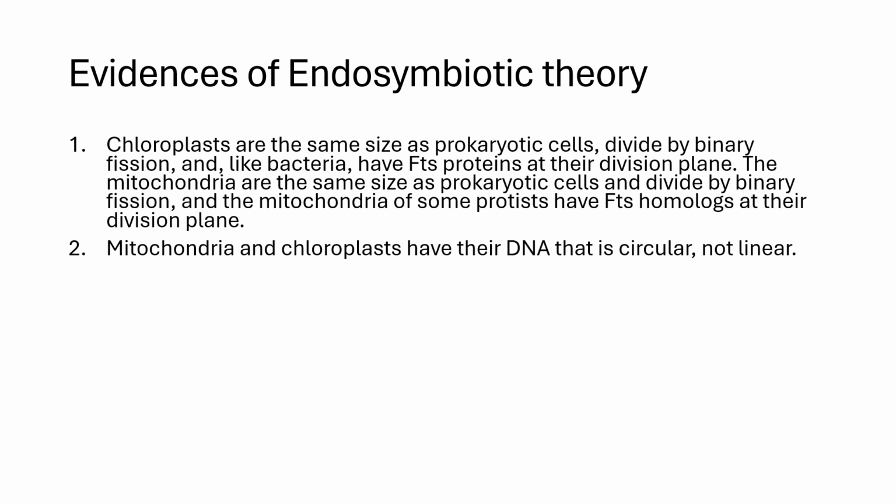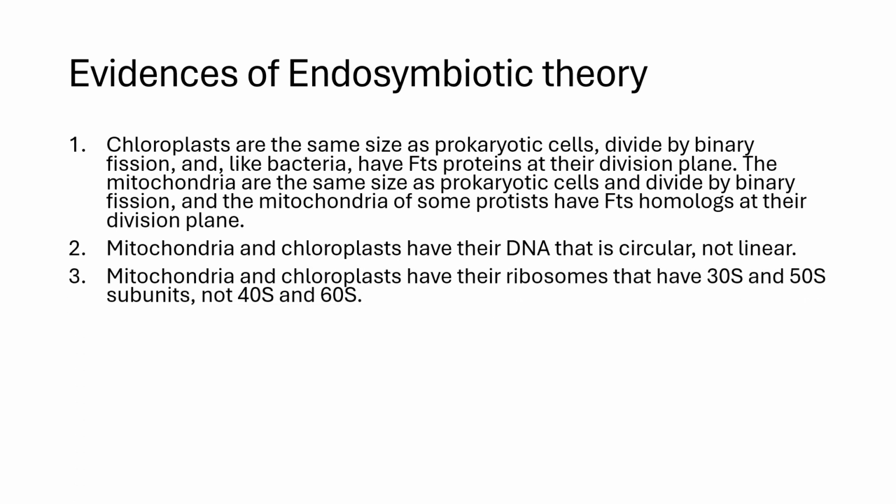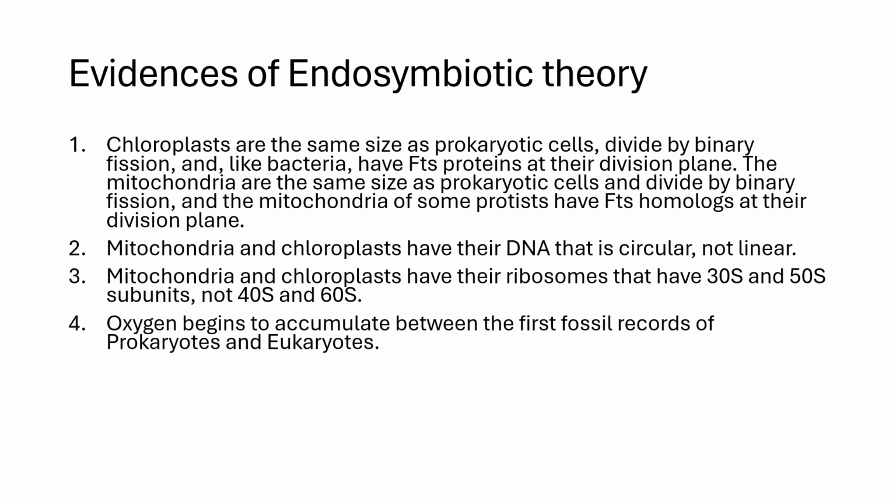Mitochondria and chloroplasts have DNA that is circular, not linear, very similar to bacterial DNA. Mitochondria and chloroplasts have ribosomes that have 30S and 50S subunits, not 40S and 60S. This is again characteristic of prokaryotes, and these organelles might have been related to the earlier prokaryotic cell.